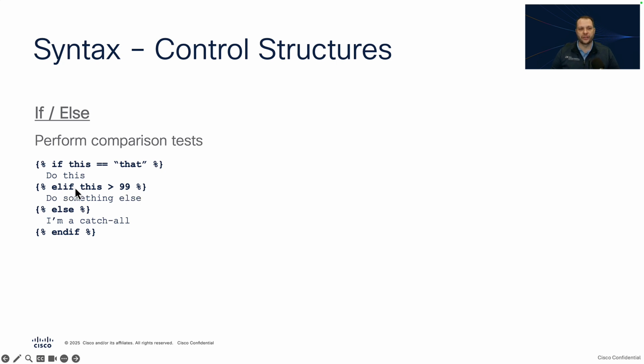So in this case, we're evaluating, is the variable this greater than the integer 99? So if this was equal to 100 or more, it would print out this line here, do something else. And finally, again this is optional, we can have a catch-all else tag near the end. This will only be triggered if all the previous statements evaluate false. So this is like a last resort effort of doing something at the end of the if statement.